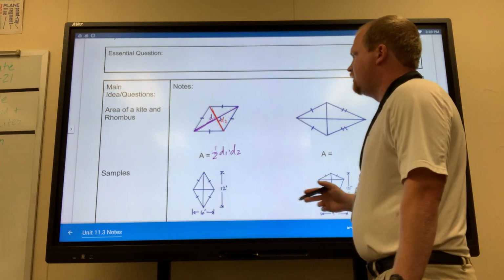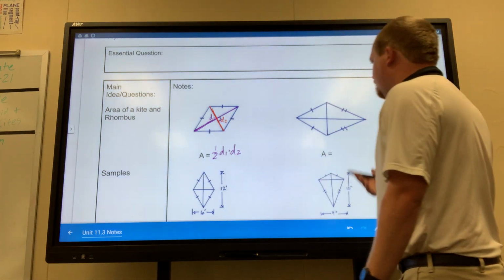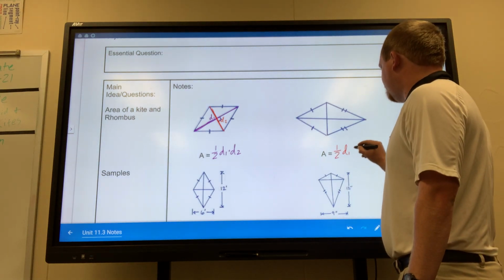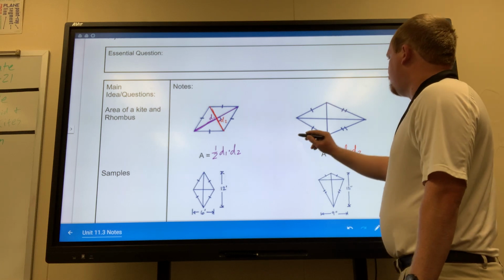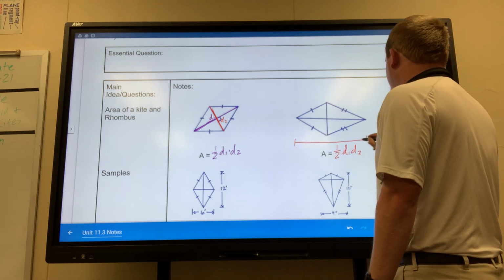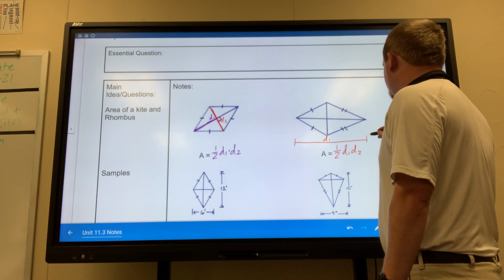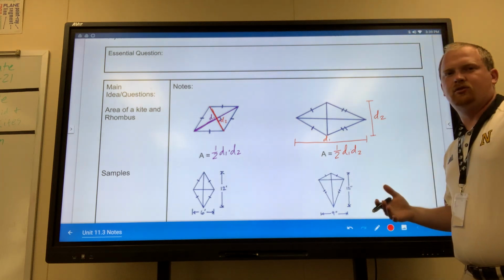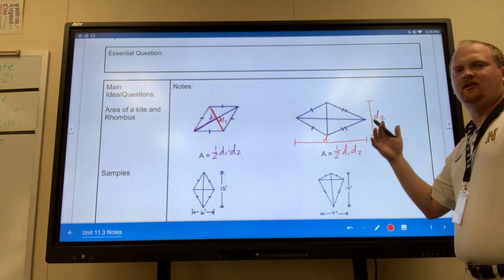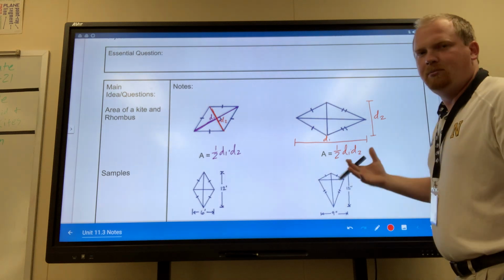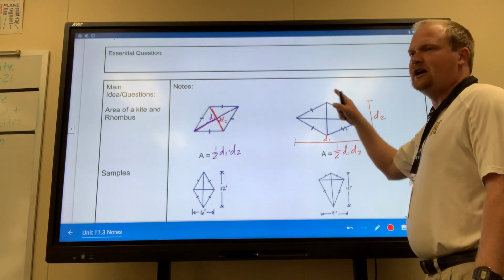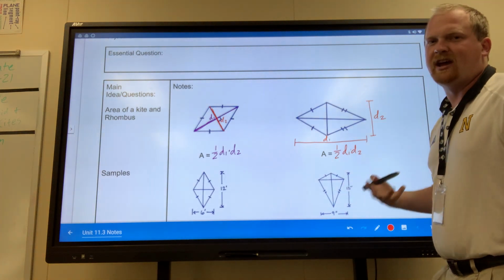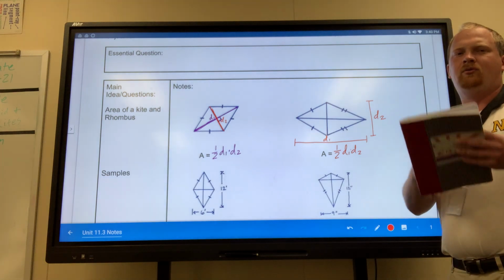Now, so that's one way to look at it. And really for a kite, it's the same thing. 1/2 times diagonal 1 times diagonal 2. So from here to here could be diagonal 1, and from up and down it could be diagonal 2. So we could see it like this, probably more likely, but again, it's the diagonal lines, both diagonal lines multiplied and then divided by 2. That's how we're going to be able to find area of both a rhombus and a kite.